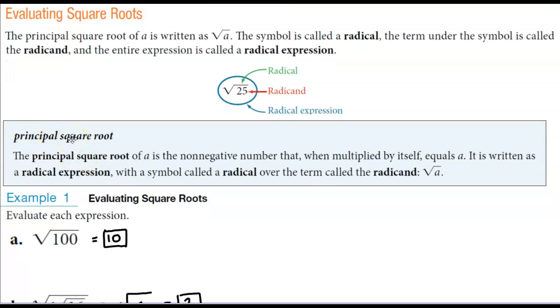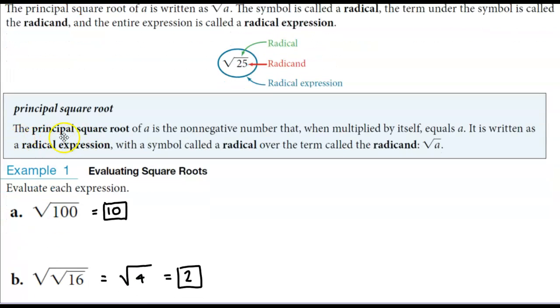Principal square root. The definition states that the principal square root of a is the non-negative number that, when multiplied by itself, equals a. It is written as a radical expression with a symbol called a radical over the term called the radicand.